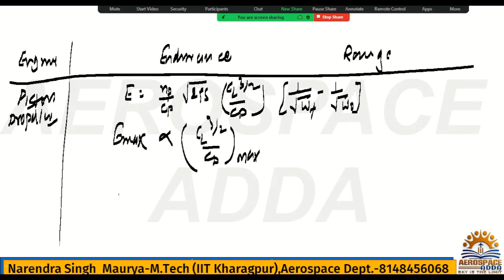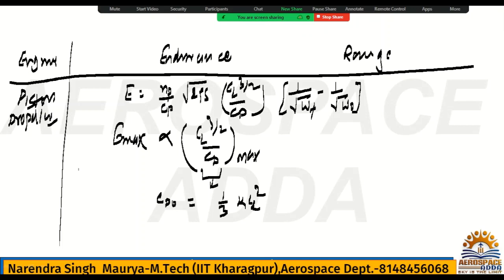And that is the minimum power condition. You know what the minimum power condition is? This is the minimum power condition. What is that? It is nothing but CD naught is equal to 1 by 3 K CL square. This is the condition that you must be aware of. This is nothing but the piston engine endurance.